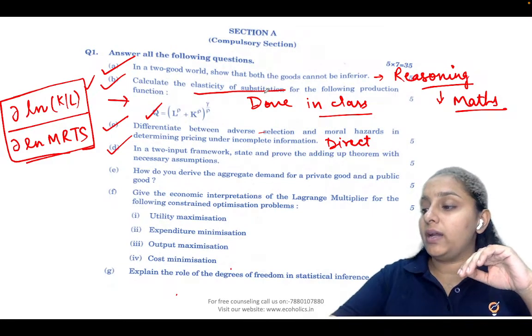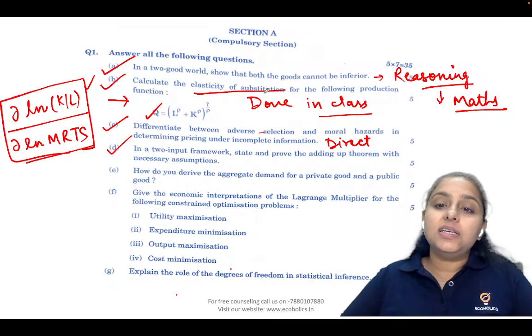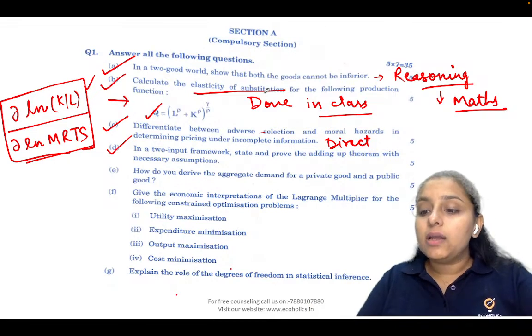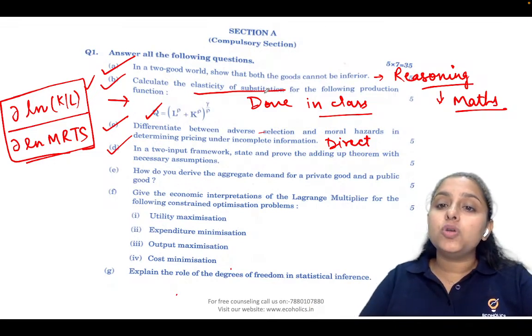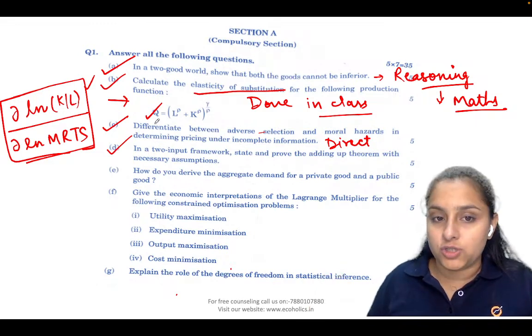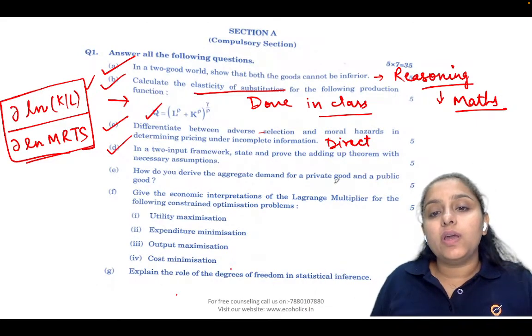You have to just do the adding up theorem. I do not know what could be easier than this. Again, of course, I believe that conceptual clarity is something which will help you in solving each and every question. Then, how do you derive the aggregate demand?